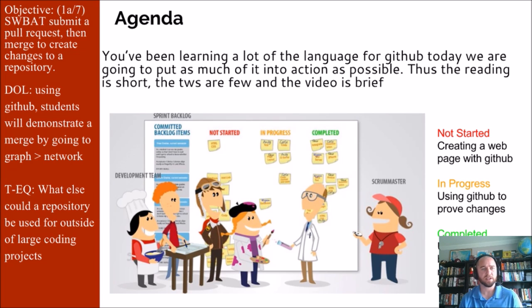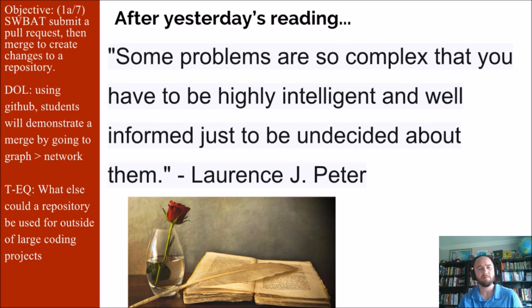The DOL: using GitHub, students will demonstrate a merge by going to Graph and then Network, so that'll prove to me that you're able to work together and create a change using the directions we've gone over. The central question: what else could a repository be used for outside of large coding projects? What we've not started yet is making a website using GitHub. We will. What's in progress is using GitHub to prove changes have been made. And what you definitely should be done with is knowing what a branch is and what a repository is.